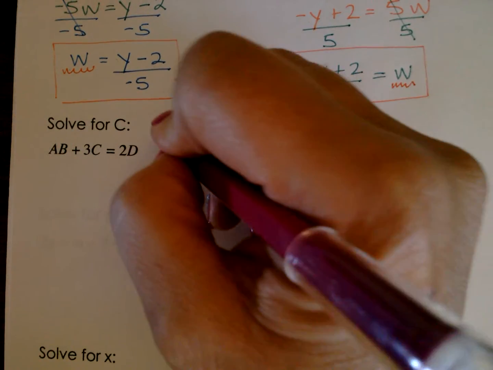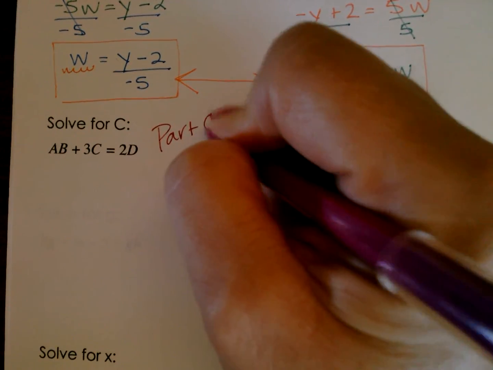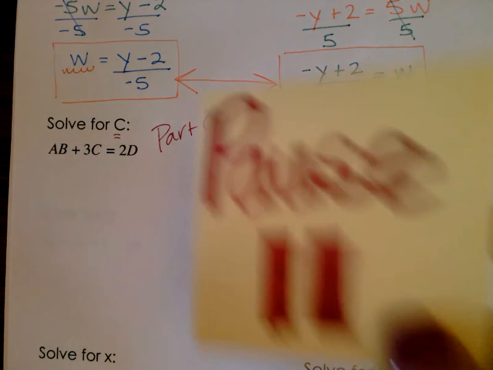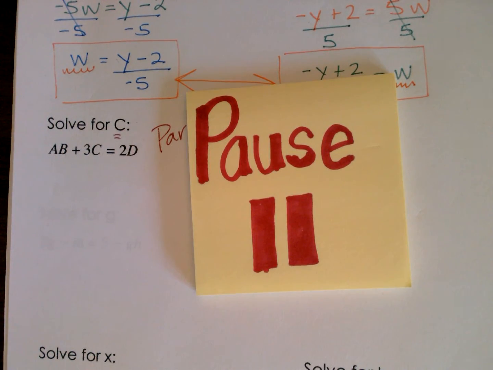Okay, we're going to call this part C. What a coincidence, we're solving for C. This is a very straightforward math problem. What I would like you to do is try it by yourself a moment. Pause the video. Try it. Show your work. I'll go over my answer in a moment.